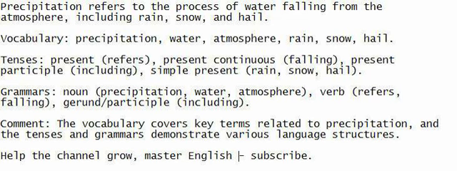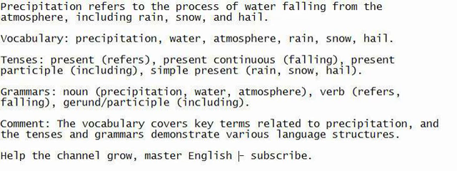Try to understand the sentence by listening, speaking, and writing it down to improve your English. Precipitation refers to the process of water falling from the atmosphere, including rain, snow, and hail.